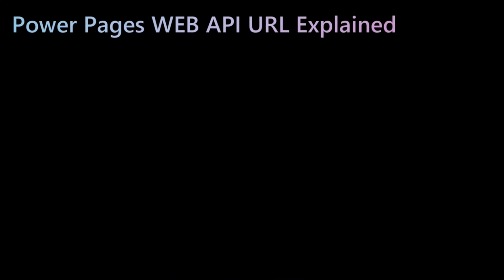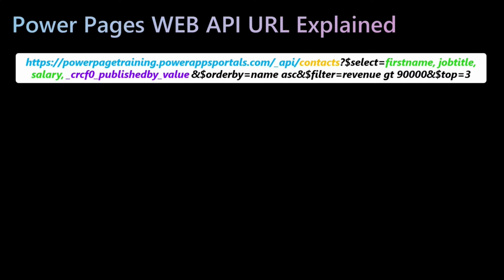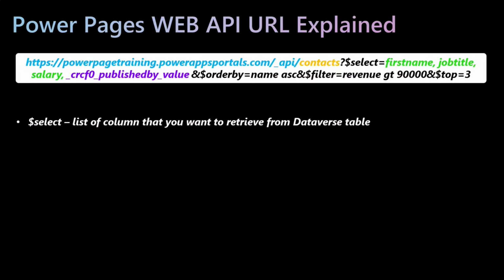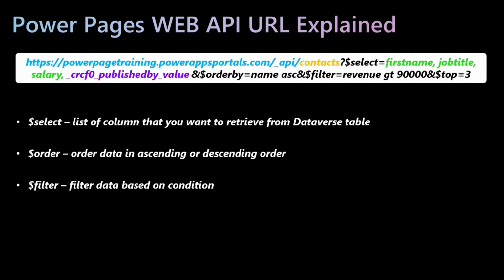Few more things, and those are quite basic. If you have been using the web API URL or the OData, then dollar select is basically used to select or list down all the columns that you want to retrieve from the Dataverse table. Order is basically used to order the data in a particular order. If you want to retrieve the data, or if you are creating an HTML table and you want to list down all the data in a particular order, then you have to use the order tag. Filter is basically used to filter the data based on a condition. As you can see in the example, I am ordering it by the name in ascending order and filtering it by the revenue, which is greater than 90,000.